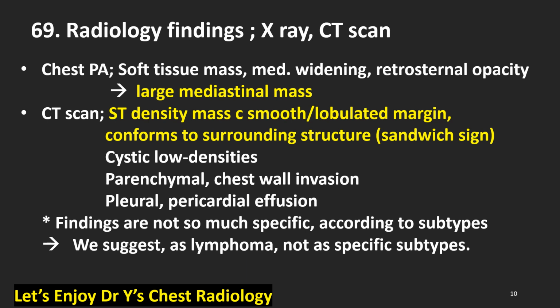It used to be called the sandwich sign, sometimes with cystic low densities, sometimes with parenchymal and chest wall invasion, sometimes with pleural and pericardial effusion. These findings are not so specific according to subtypes of malignant lymphoma, so we just suggest lymphoma, not specific subtypes.